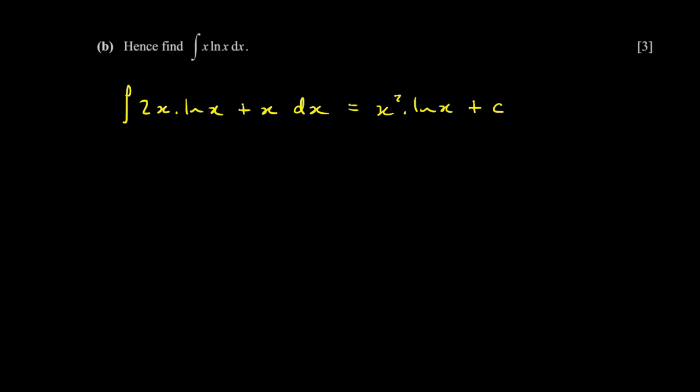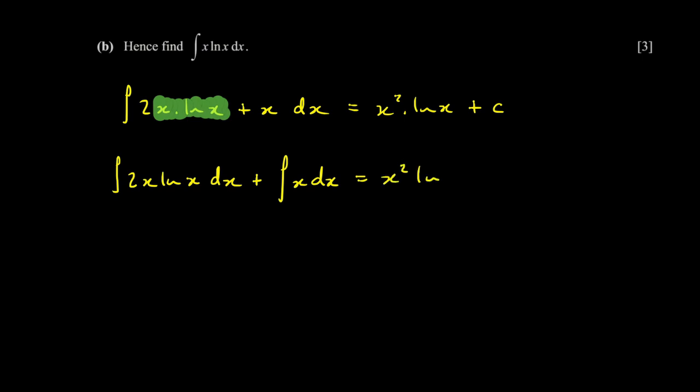Now, having done that, we want to isolate the integral of x ln x, which is going to be that term there. It's this guy. We want to get that guy all by itself. How are we going to do that? Firstly, we've got to split off this x. So we're going to split up the integral. We get the integral of 2x ln x dx plus the integral of x dx, equal to x squared ln x plus c.